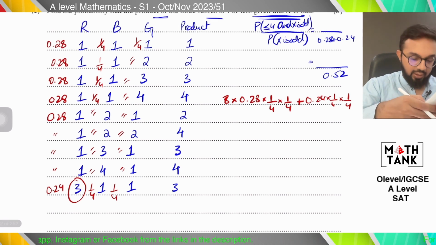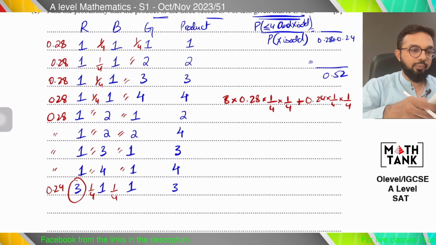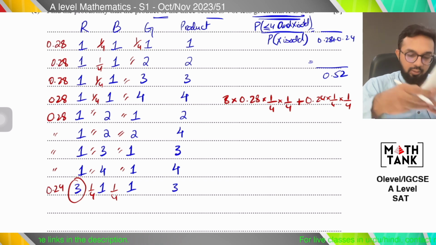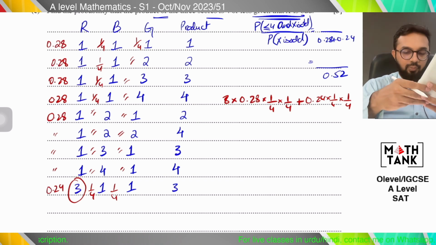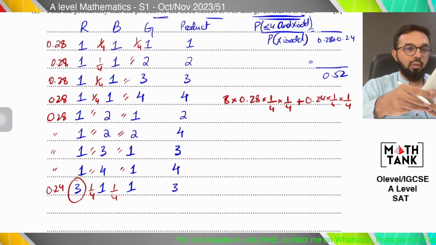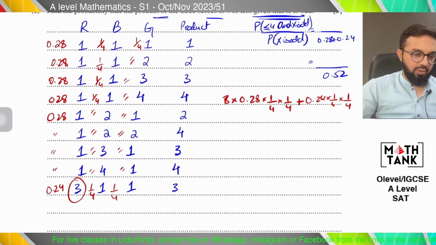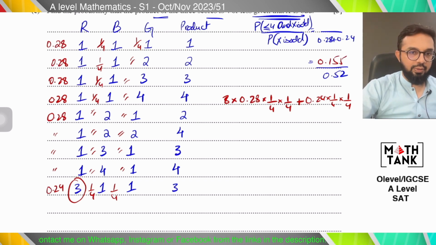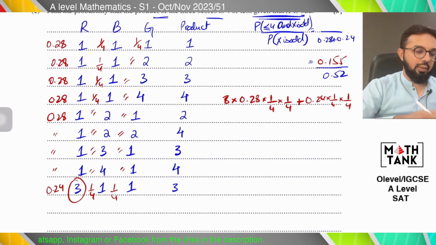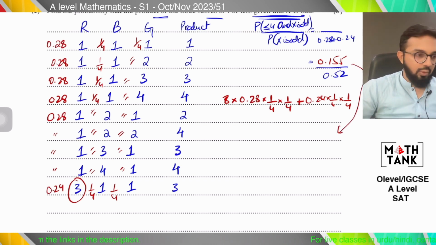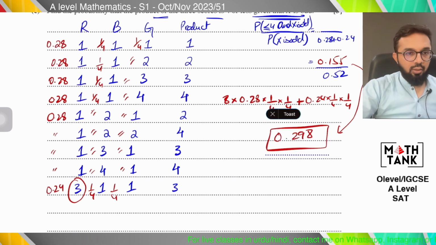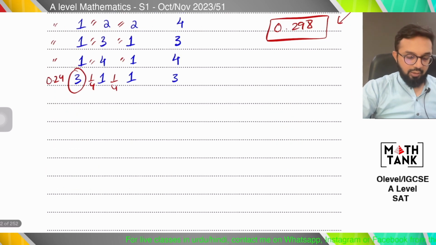Let's check if we have the right answer. I have 31 over 200, which is 0.155. Is that the correct answer? Yes, that is indeed the correct answer, and I have a total probability of 0.298. Okay, moving on to the next question now.